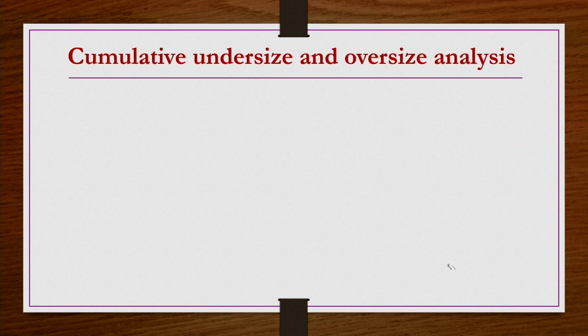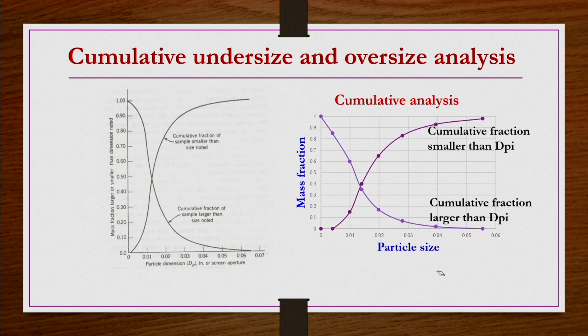So, cumulative undersize and oversize analysis: this is the way that mass fraction xi versus particle size dpi, if you plot, the ones that I have drawn here, this is what we have done. Cumulative fraction smaller than dpi would be like this, and cumulative fraction larger than dpi would be like this. So, they are opposite to each other. This is cumulative undersize analysis, this is cumulative oversize analysis.